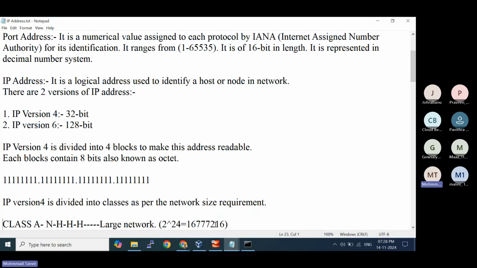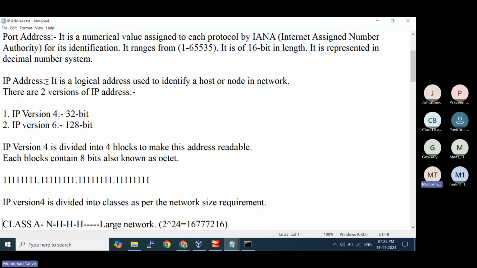Okay. So now this port number is assigned by IANA, and when we talk about the length, it is represented in decimal number system, like how we talk in general 1000, 2000, 3000, like that. So like this, it is represented in decimal number system.